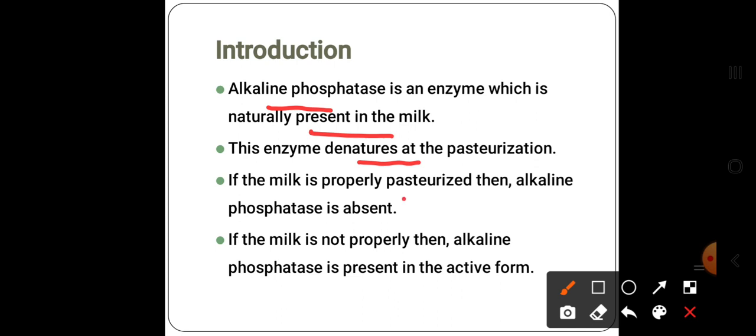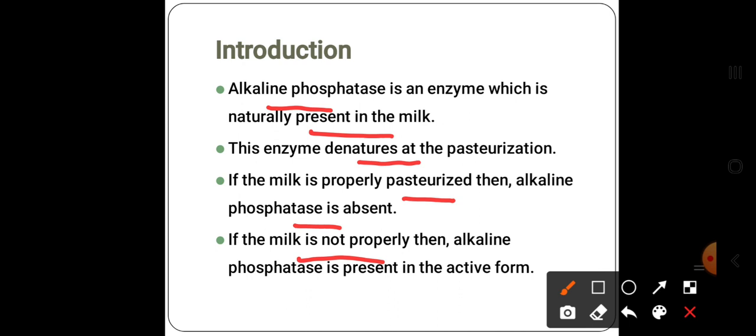If milk is properly pasteurized, then alkaline phosphatase is absent, because the enzyme is denatured or destroyed at the pasteurization temperature. If the milk is not properly pasteurized, then alkaline phosphatase will be present in its active form.